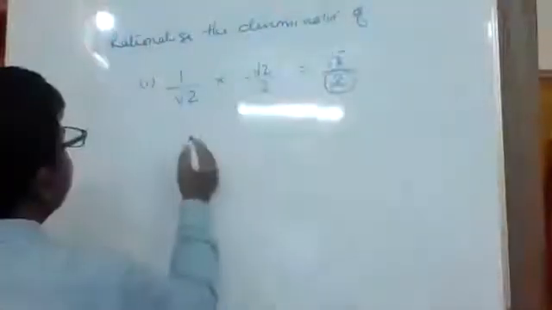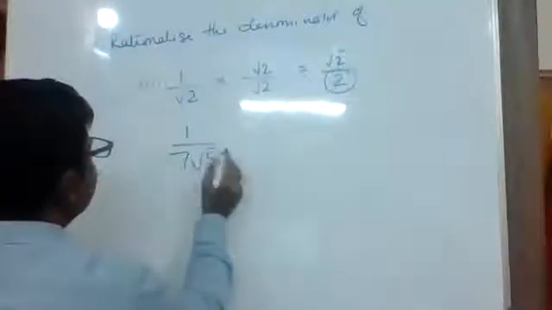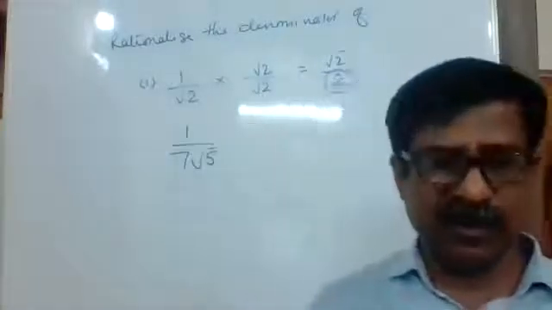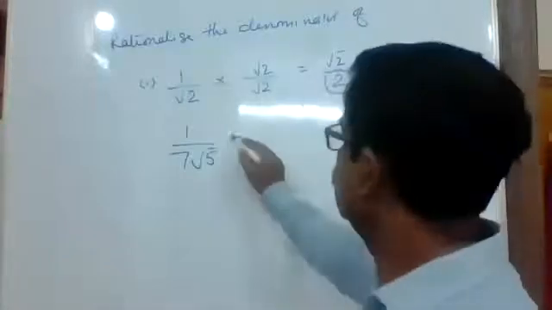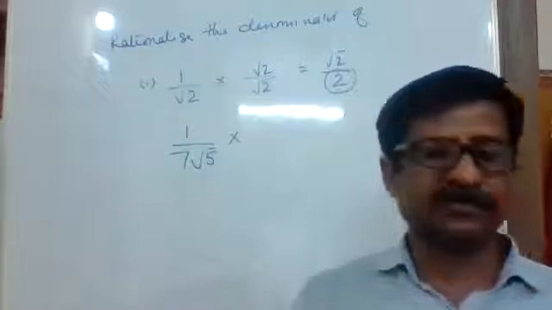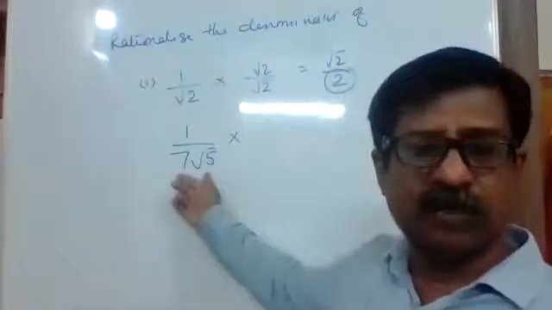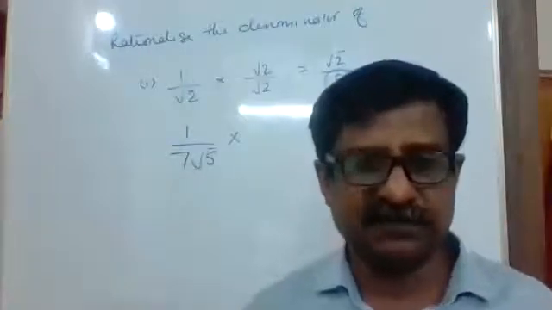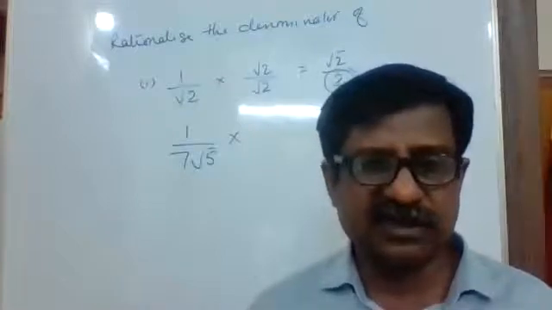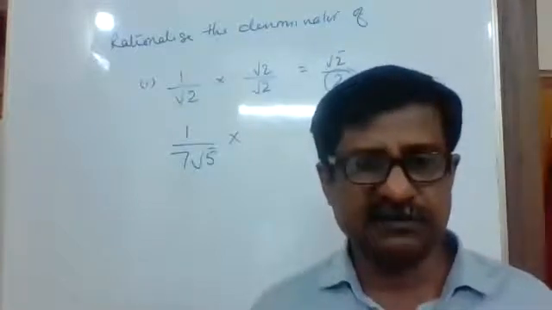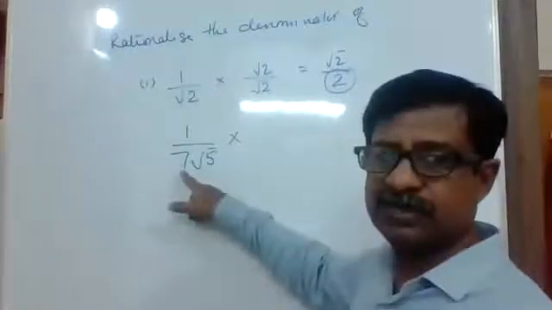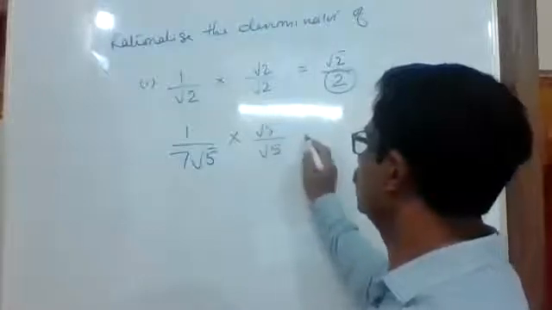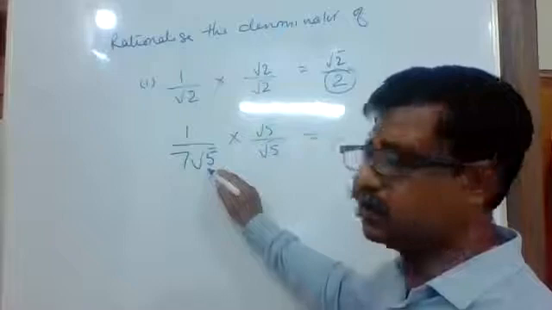Suppose we have taken 1 upon 7 root 5. Rationalize the denominator. The question is 1 upon 7 root 5. What is the rationalizing factor of the denominator? Here 7 root 5 is a monomial, a single term, because 7 and root 5 are not separated by either a plus or minus sign. And a monomial's rationalizing factor is the same irrational number. We don't have to take 7 because 7 is already a rational number. We multiply the numerator and denominator both by root 5. Why root 5? Because root 5 is coming in the denominator.